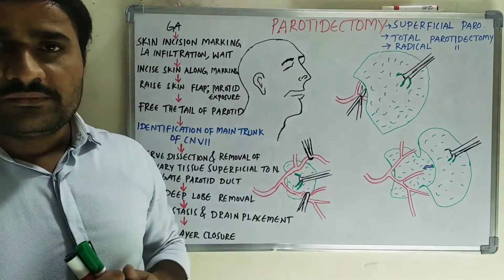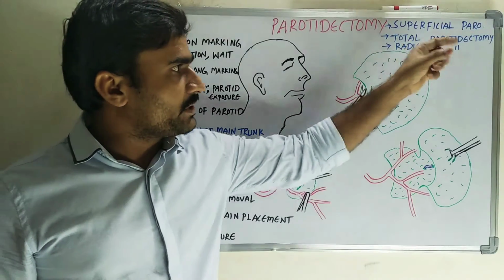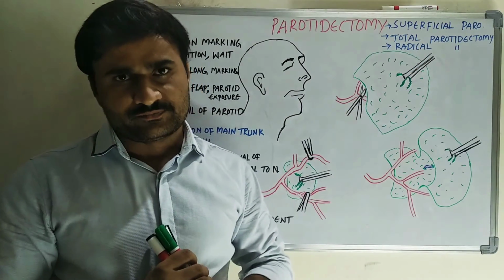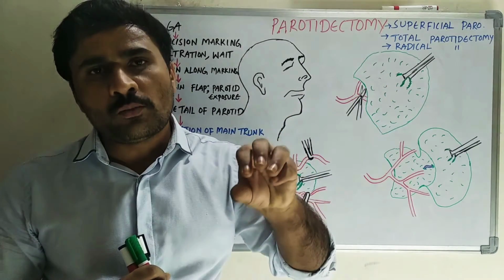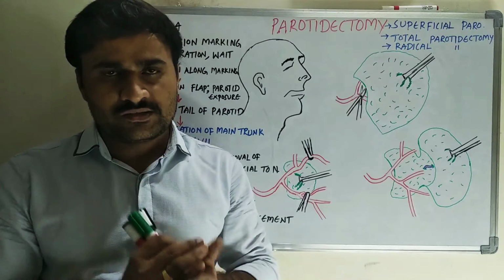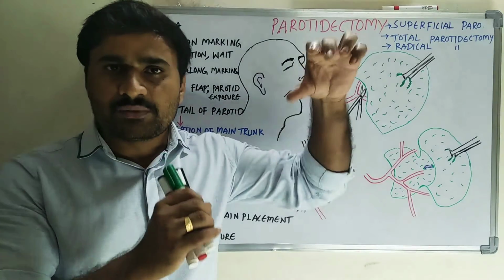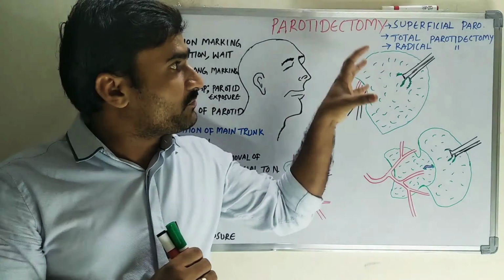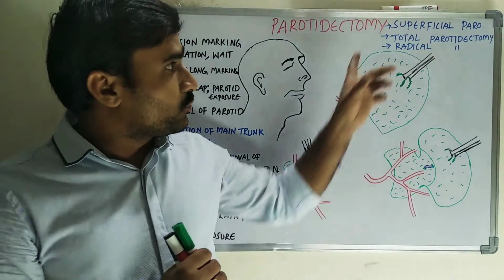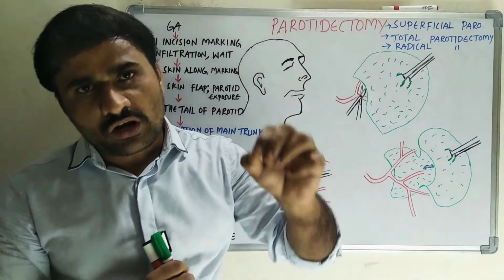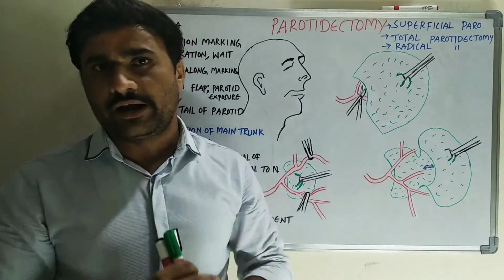In parotidectomy, there are three types: superficial parotidectomy, total parotidectomy, and radical parotidectomy. Superficial is nothing but removal of the superficial lobe of the parotid gland. You know there are two lobes in the parotid gland, the superficial lobe and the deep lobe, connected by the isthmus. So superficial parotidectomy is removal of the superficial lobe, and total parotidectomy is removal of both lobes, that is, complete removal of the parotid gland.